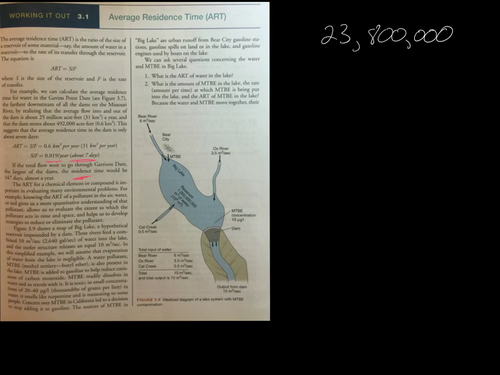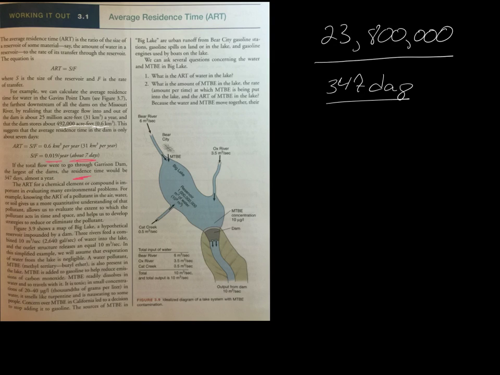23,800,000 acre feet. And you would do that same calculation that we just did, which in this case, instead of 492,000 acre feet, which was the size of the reservoir there, the size of the reservoir is going to be 23,800,000. If you did the calculations, then what you would end up with is, they're saying, it would take almost 347 days for that water to go through the system.